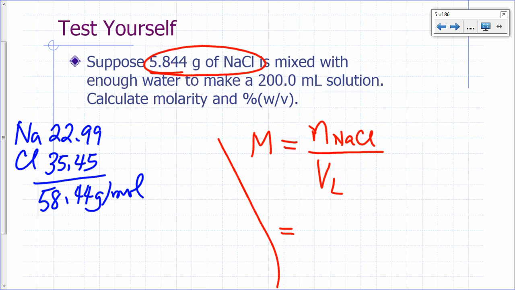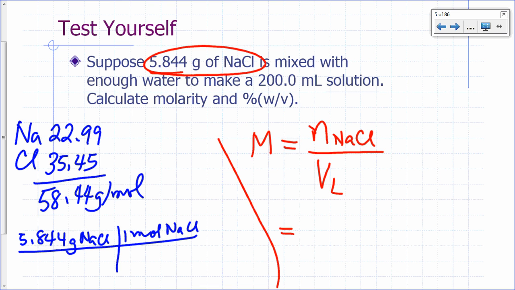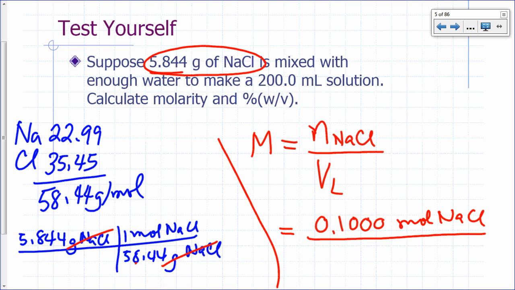So if you want to convert grams to moles, you just divide. You say 5.844 grams NaCl times 1 mole NaCl over 58.44 grams NaCl. That should give you 0.100 moles. So the number of moles of NaCl is 0.1000, because 5.844 is a tenth of 58.44. That is 0.1000 moles of NaCl per liter of solution.